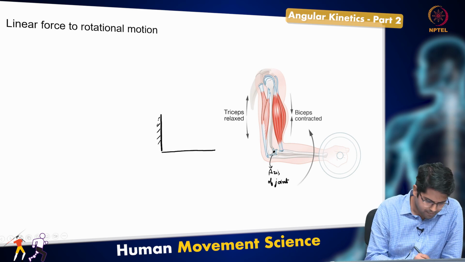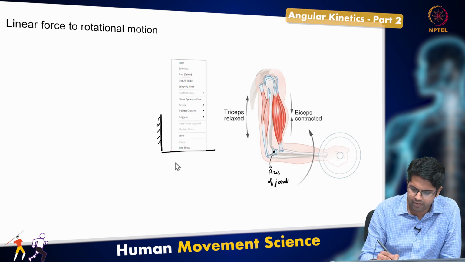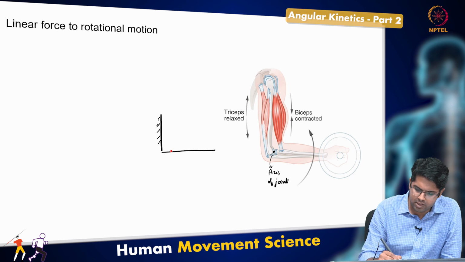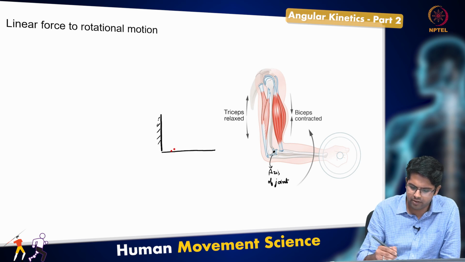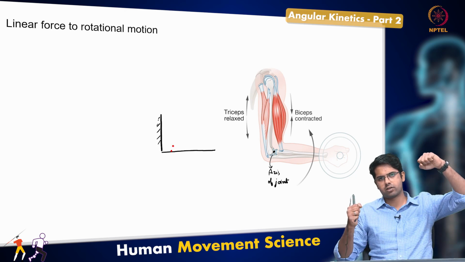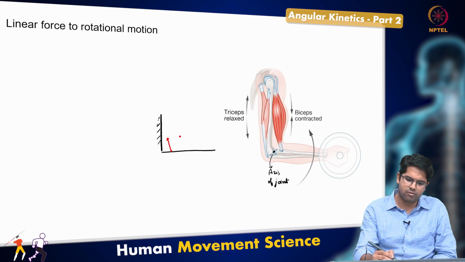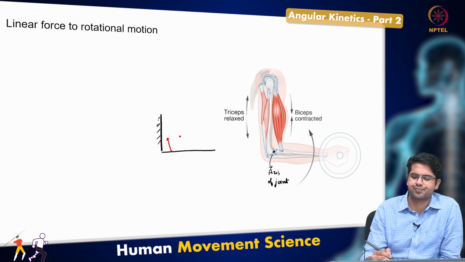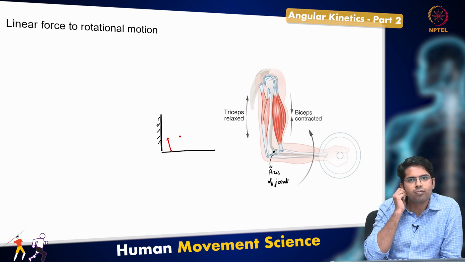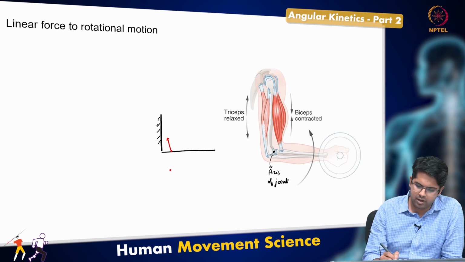So the muscle, let's do the muscle in red. The muscle is attached somewhere here. And the muscle contracts, which means there is a force acting in this direction. So this is the point of force application. This is the direction of force.